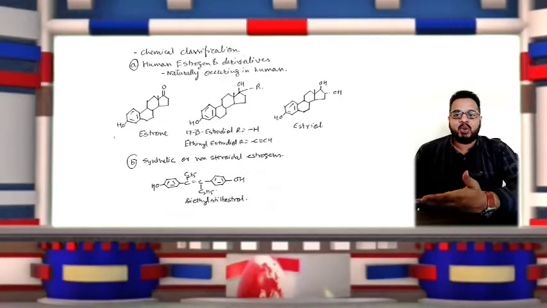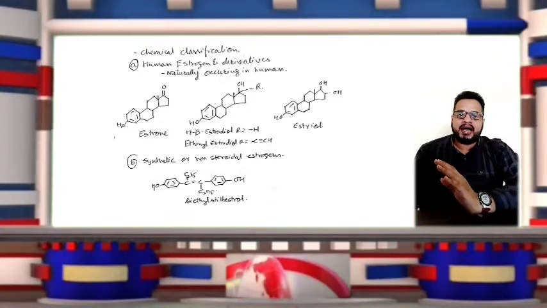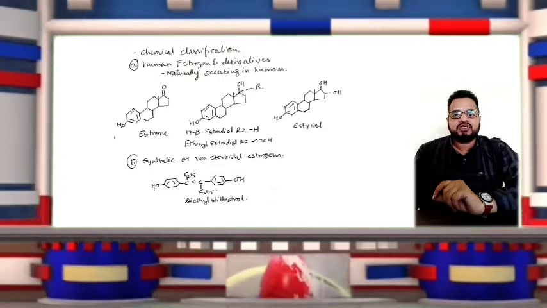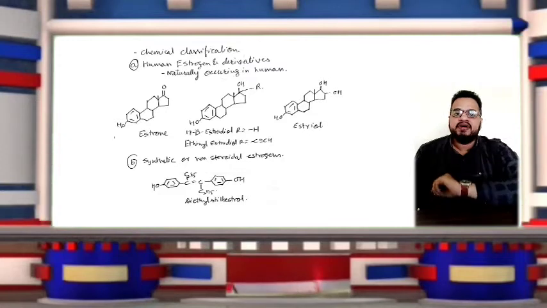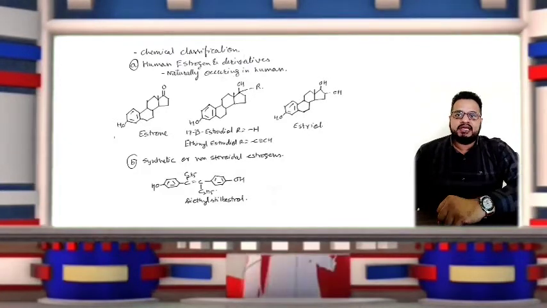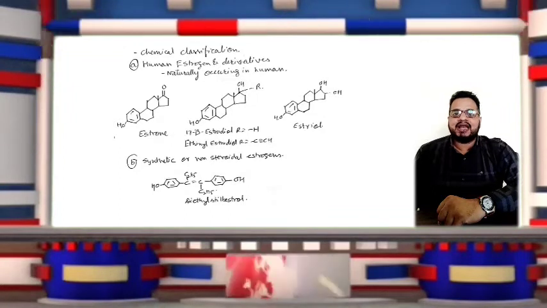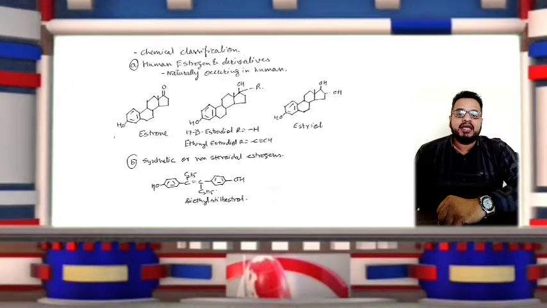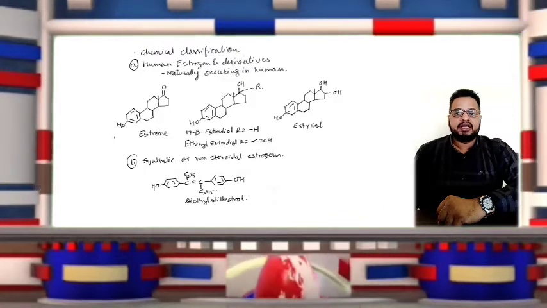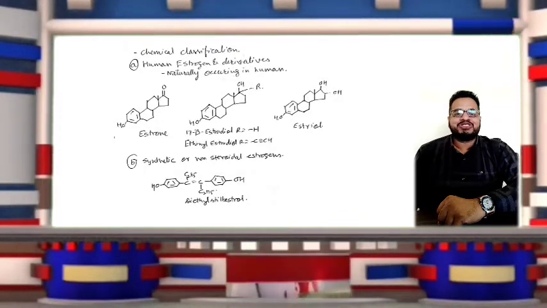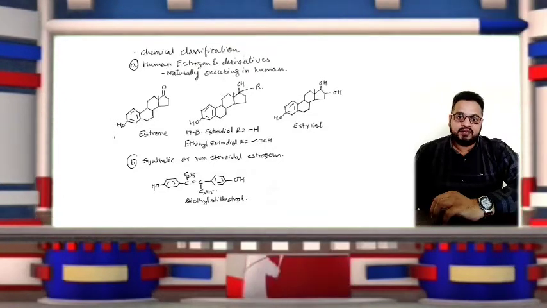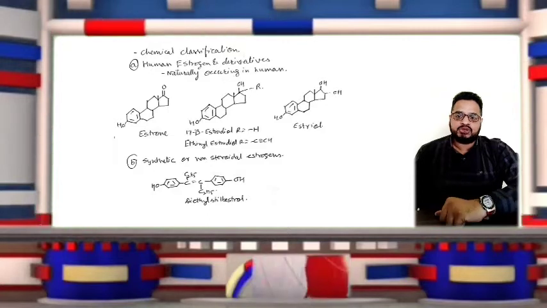Even estriol is what again? At third position you will have hydroxyl group. Even at the 16th position you will have hydroxyl, and 17th position hydroxyl group. So what I want to tell you is the human estrogens, which are naturally occurring estrogens, are estrone or 17 beta estradiol, ethenyl estradiol, and estriol. So these are the naturally occurring estrogens.